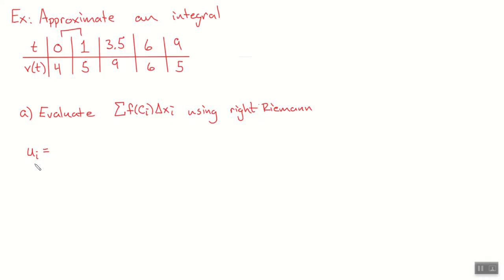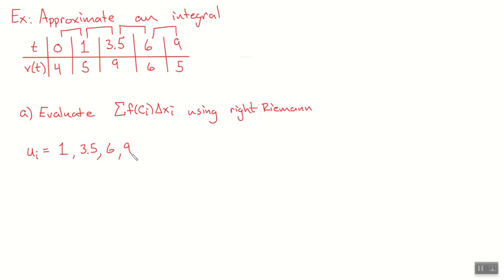What are the right endpoints? So for this first one, 1 is the right endpoint. How about for the second? 3.5? And I'm just writing commas to list them. How about the third? Ooh, so careful. No, you're right. I'm sorry. My bad. And the last one, 9. We are just using this table to pick the right endpoints. Okay. Everybody cool with how we got these?